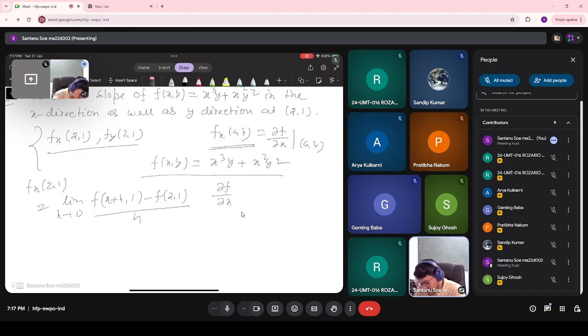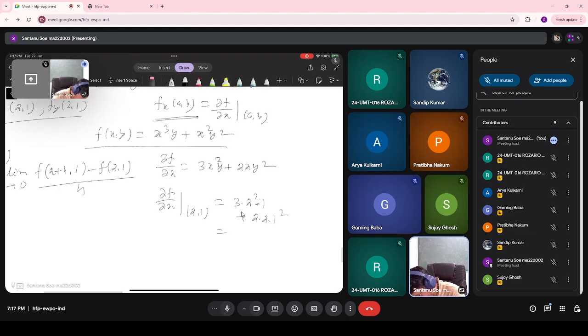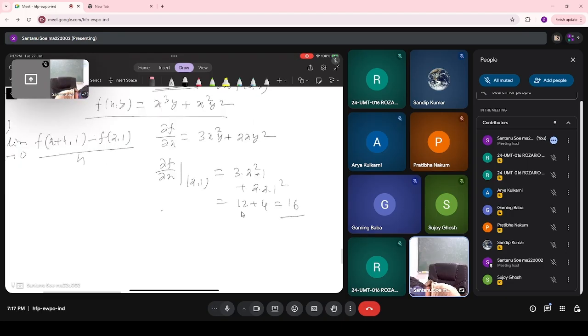So this will be nothing but 3x square y plus 2x y square, correct? Because I'm just putting y to be a constant since we are doing the derivative with respect to x, and then you just put the values 2 comma 1. So this will be 3 into 2 square into 1 plus 2 into 2 into 1 square. This is 12 plus 4, 16. So f_x at (2, 1) is 16.